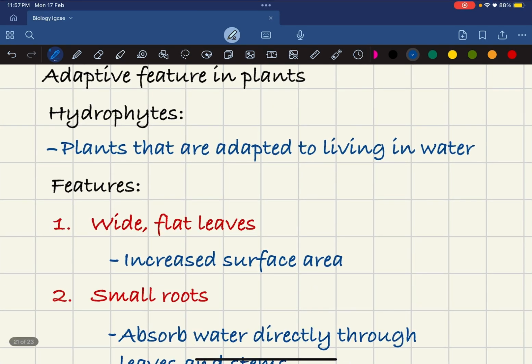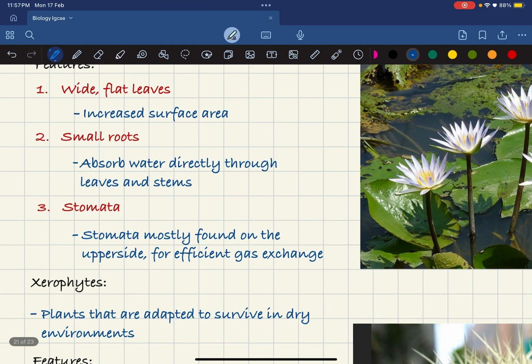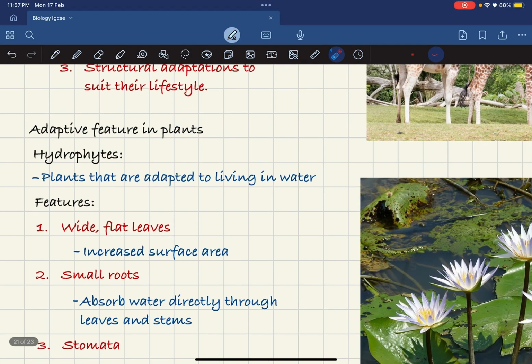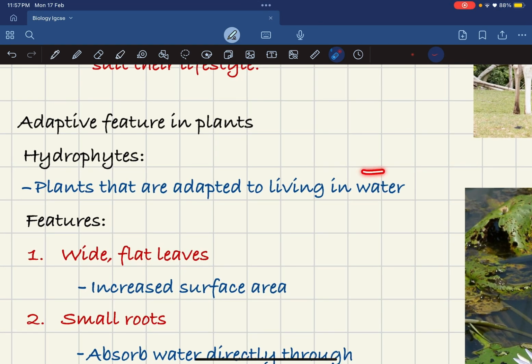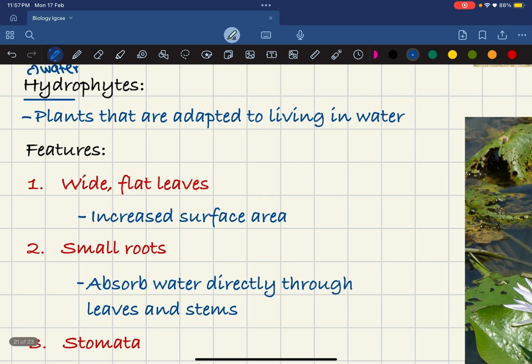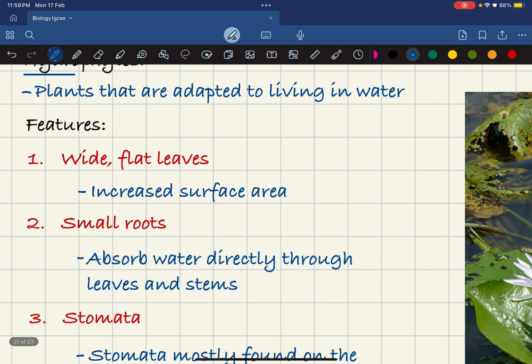Looking into adaptive features in plants, we have two types of plants: hydrophytes and xerophytes. Hydrophytes are basically plants that are adapted to living in water. One thing you should always remember is that hydro basically means water. Anything that has hydro in the front is most likely related to water. So hydrophytes are adapted to living in water, and these are some of its features.